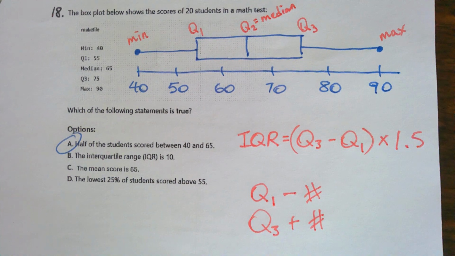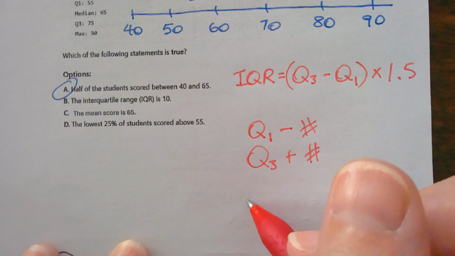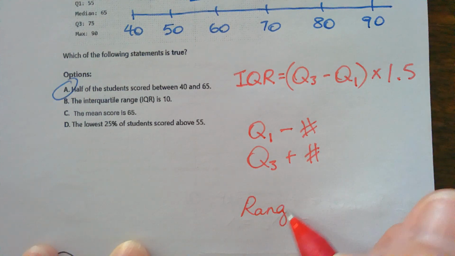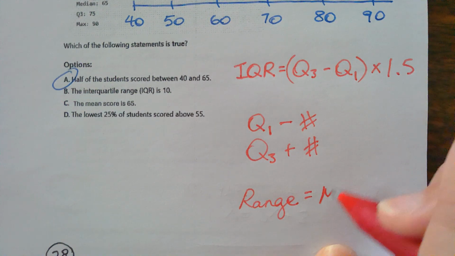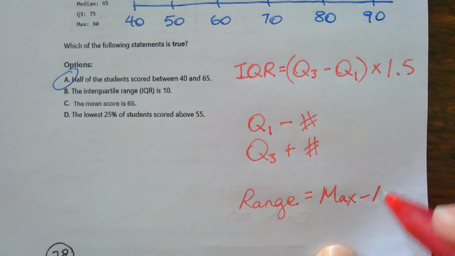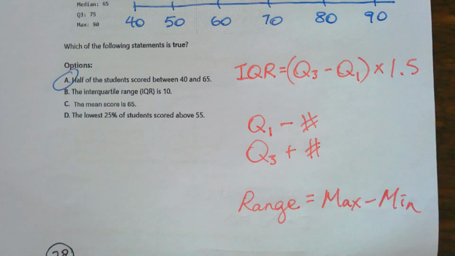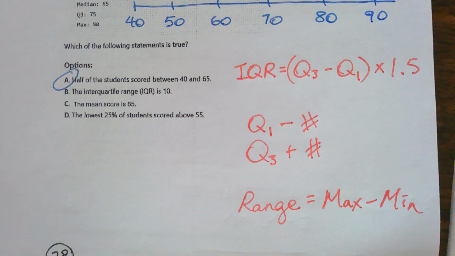I'm just recalling the last EQAO in semester 1. They also talked about range. What's range? Good. Max minus min. So here's another formula for you guys to remember.